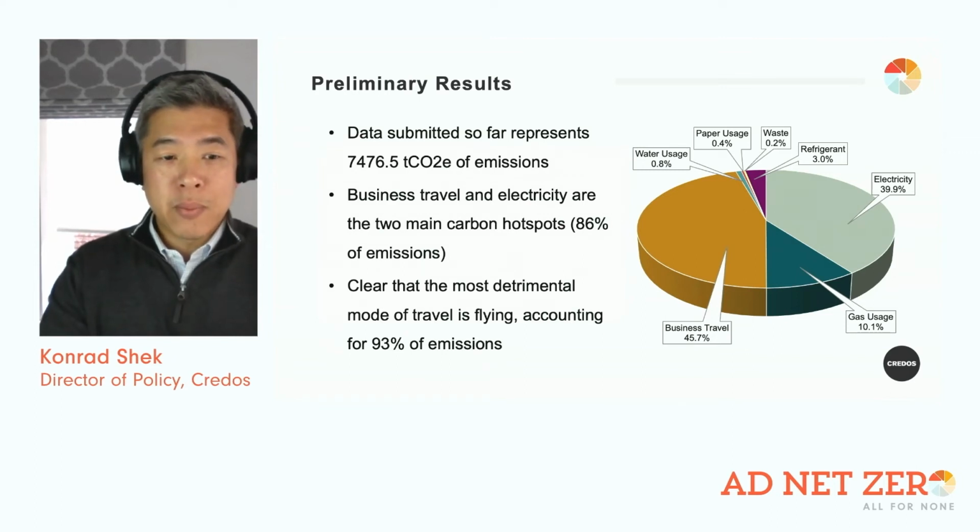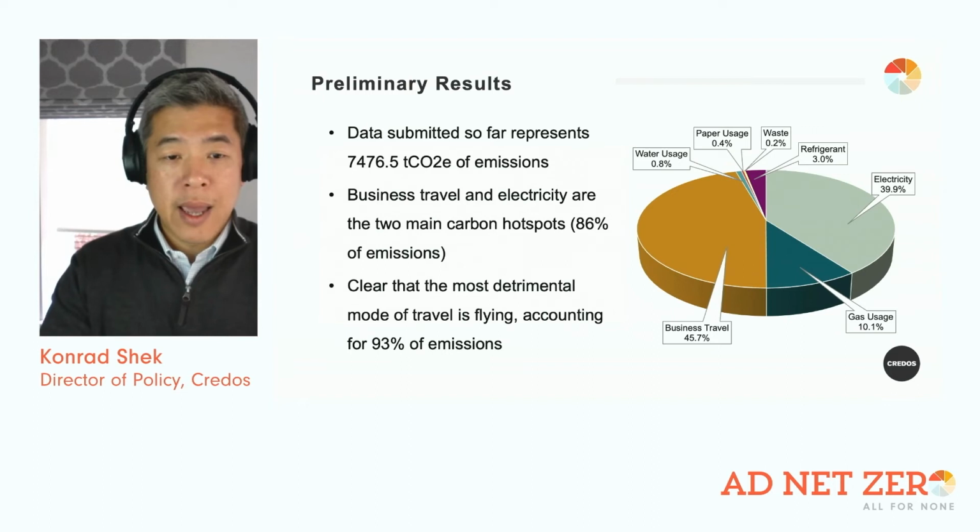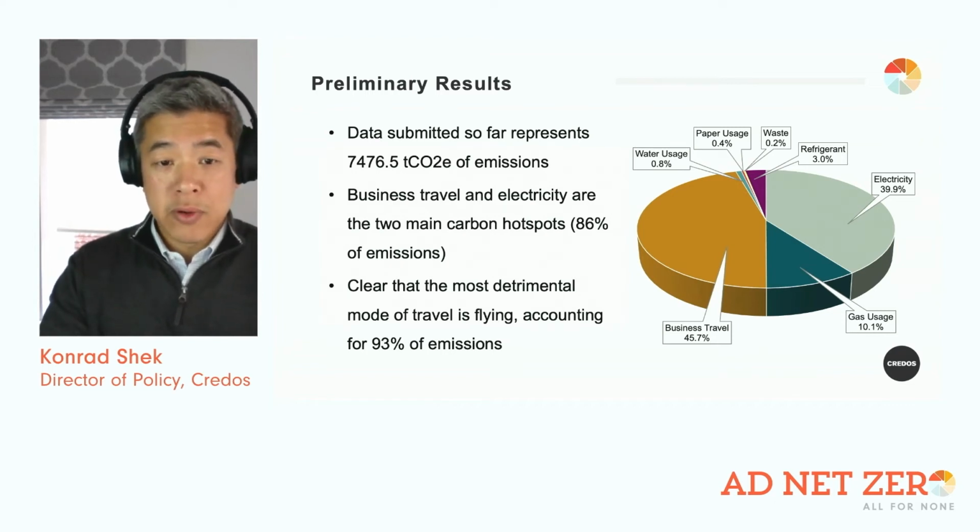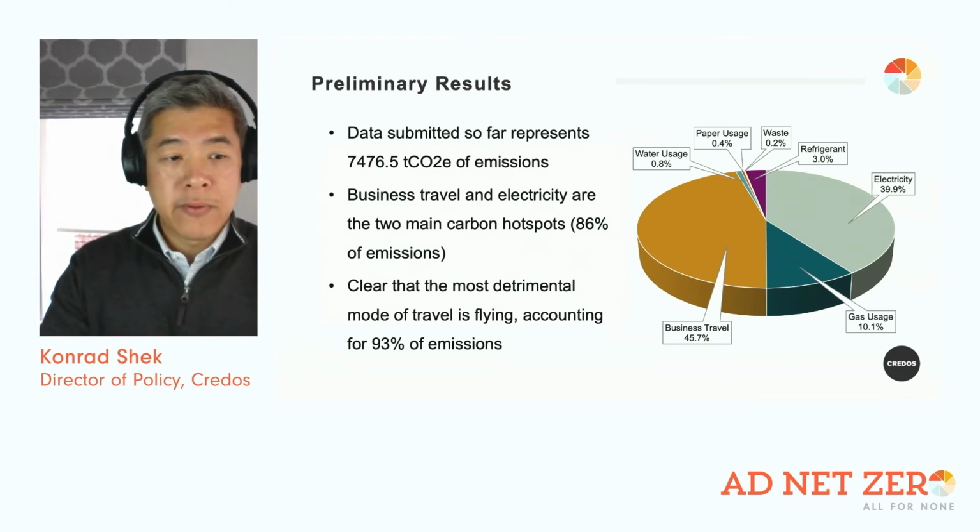It will come as no surprise that the two culprits of CO2 emissions are business travel, which makes up 46%, and electricity, which is 40% of the total emissions. These preliminary results seem to be broadly reflective of the findings of our early AdNet Zero report published in November 2020. If we take a closer look at the emissions generated from business travel, it is clear that the most emission-intensive mode of travel is flying, accounting for 93% of business travel emissions.